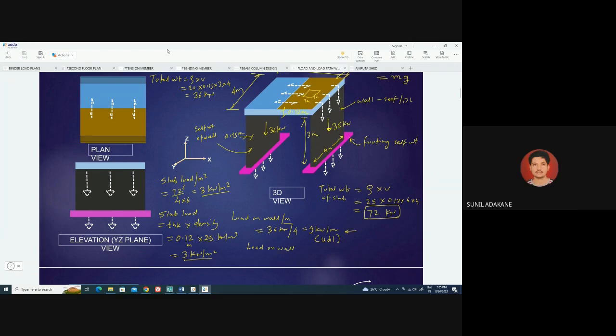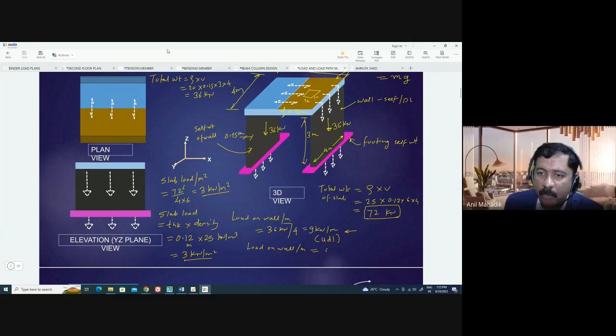Sir, height into wall thickness into density. Yes, so 0.15 into height. And length is 1 meter. So we are not bothered. That is 1 there into density. This comes out to be 9 kilonewton per meter.